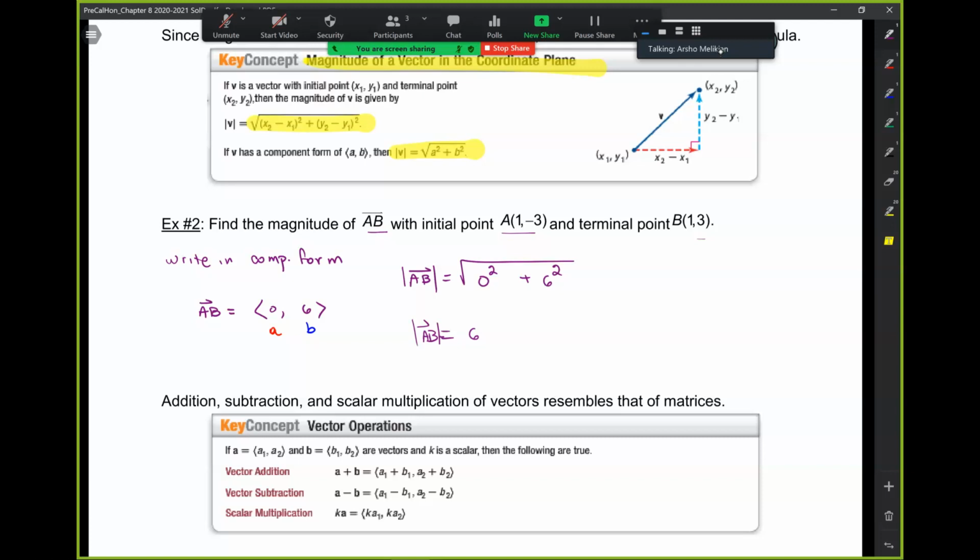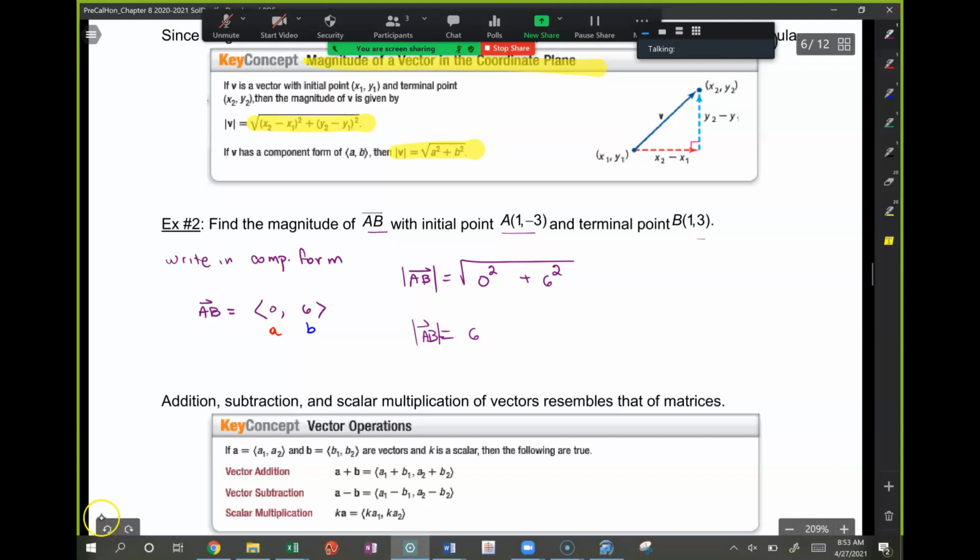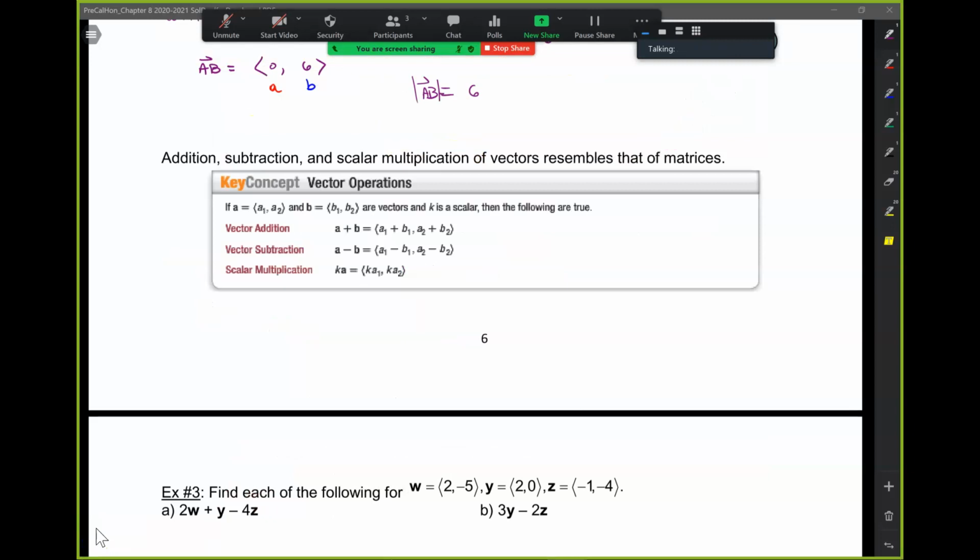All right, questions about vector addition and subtraction? Do you guys remember how to add and subtract matrices? What did we do to add and subtract matrices? You just basically added identical components, right? Okay.